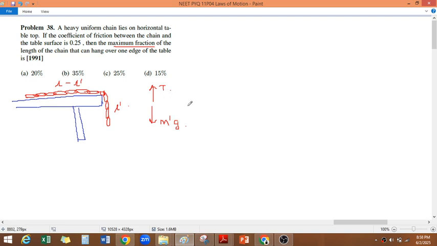So that means they said it is hanging over, meaning it is not falling down, which means acceleration is zero, in equilibrium. I think we used this concept earlier. As usual, sigma F is equal to ma, the most important formula in mechanics. T minus m dash g is equal to m dash a, but a is 0, so I'm going to take this as 0.